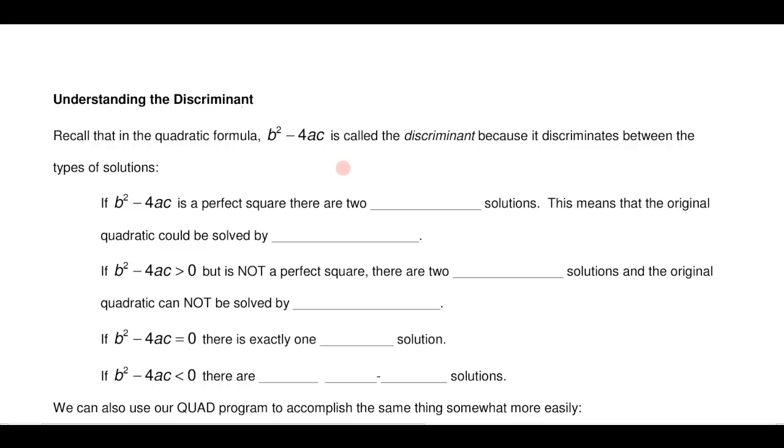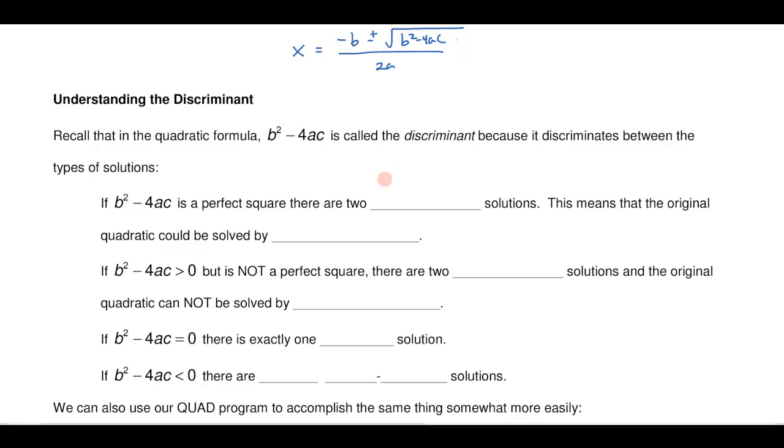Hi everyone. In this lesson I'd like to talk about the discriminant just a little bit more. You remember in the quadratic formula that we solved to find the solution of a quadratic equation, x is negative b plus or minus the square root of b squared minus 4ac all over 2a. And this expression under the radical we call the discriminant because it discriminates between the types of solutions that you may obtain.